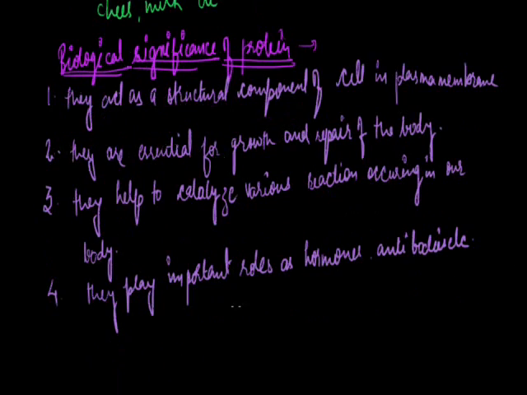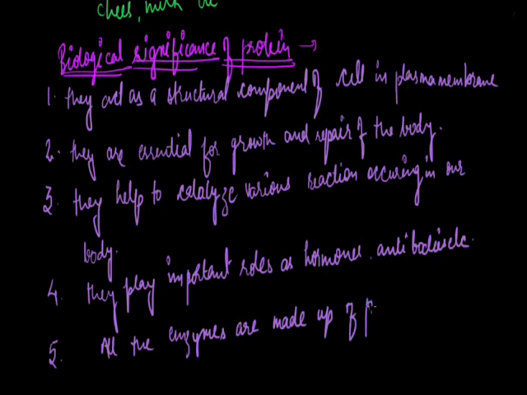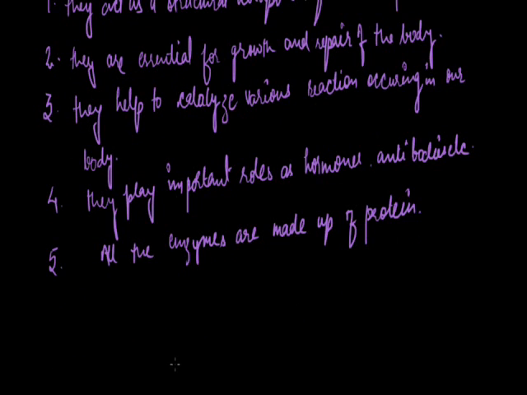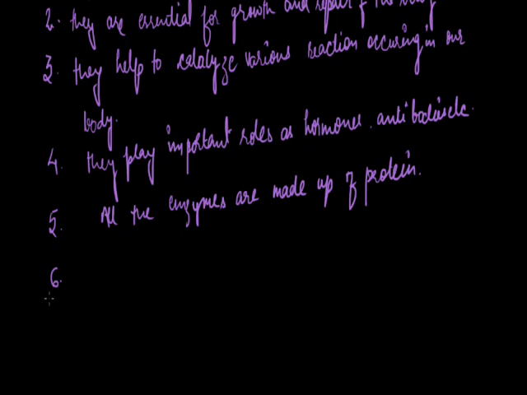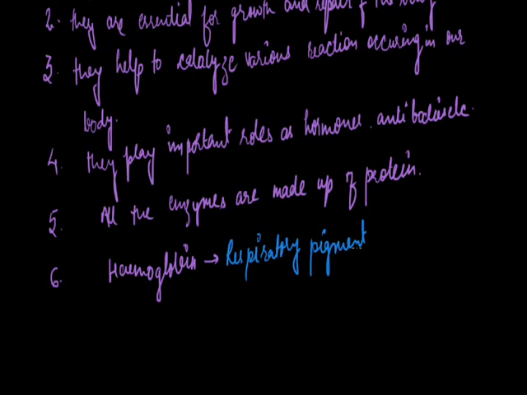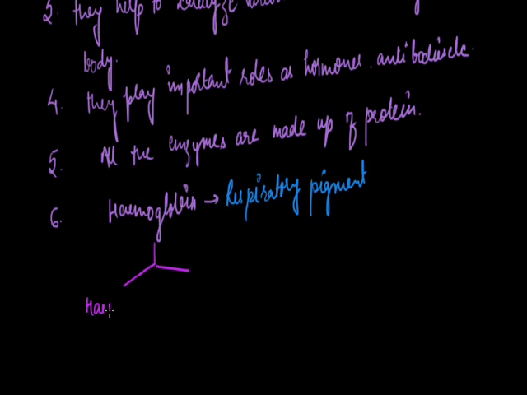All the enzymes are made up of protein. We can say that in chemical nature, all enzymes are proteins. Hemoglobin is a respiratory pigment present in animals, and it is made up of two parts. One is heme, which is a pigment, and the other part is globin, which is a protein.